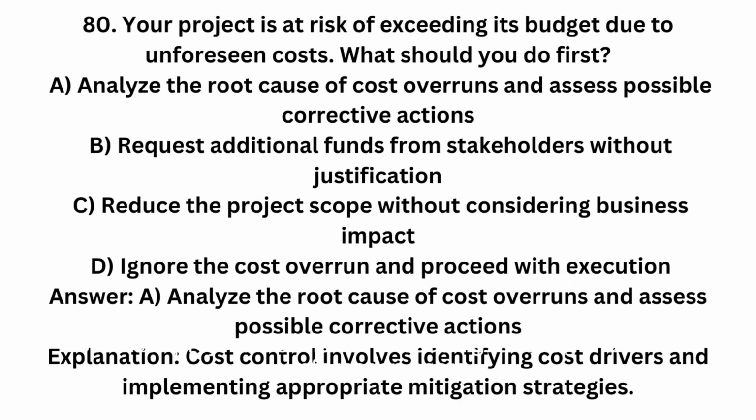80. Your project is at risk of exceeding its budget due to unforeseen costs. What should you do first? A. Analyze the root cause of cost overruns and assess possible corrective actions. B. Request additional funds from stakeholders without justification. C. Reduce the project scope without considering business impact. D. Ignore the cost overrun and proceed with execution.